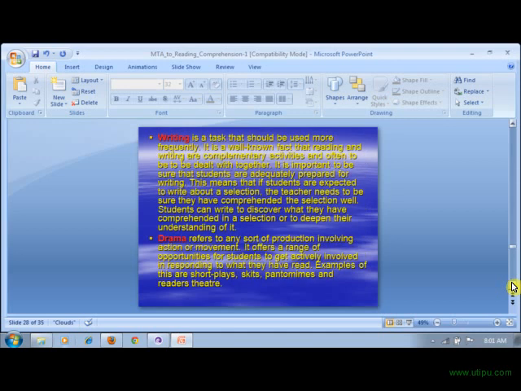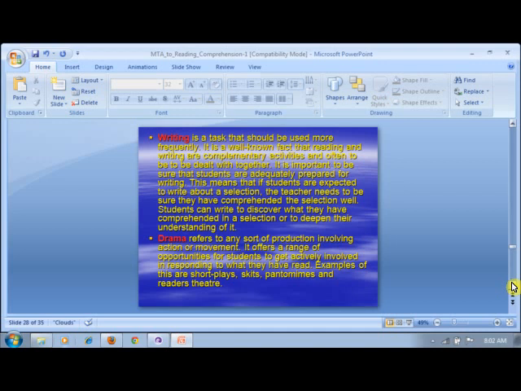Writing is a task that should be used more frequently. It is a well-known fact that reading and writing are complementary activities and often to be dealt with together. It is important to be sure that students are adequately prepared for writing. This means that if students are expected to write about a selection, the teacher needs to be sure they have comprehended the selection well. Students can write to discover what they have comprehended in a selection or to deepen their understanding of it.